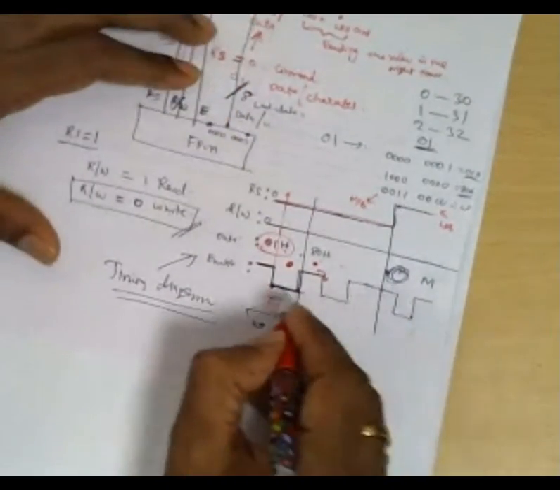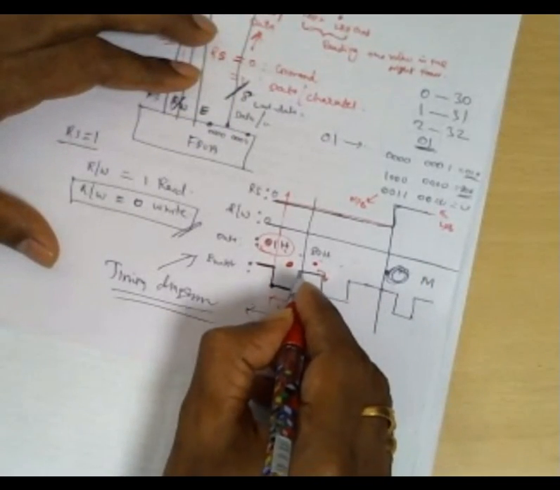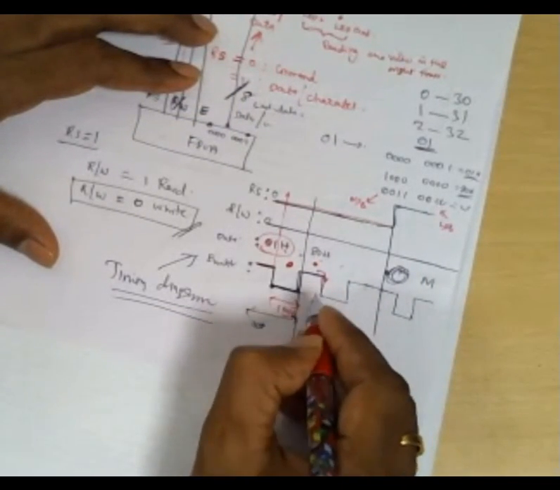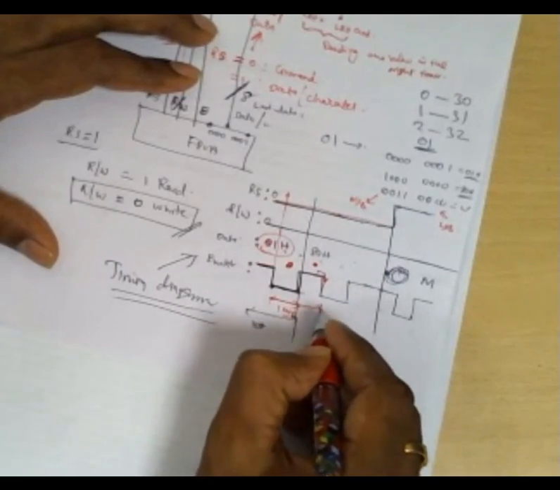Now the question is, I'm giving some delay here, then I'm making it 1, then I'm giving the new value, again I'm applying it. So do I really need this much time?